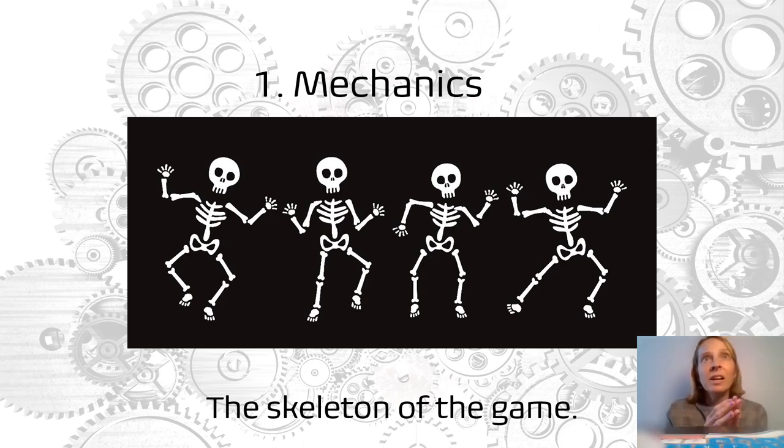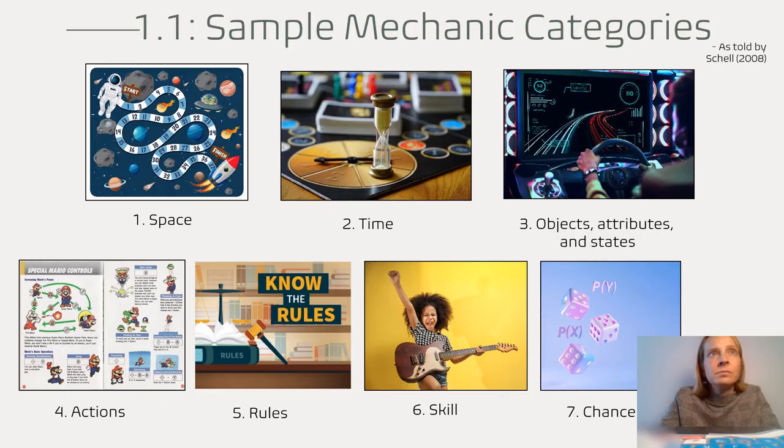Shell is going to provide one classification method that puts mechanics into 7 categories: space, time, object attributes and states, actions, rules, skill, and chance. So hopefully, looking a little deeper at these elements can help you tease out the differences in what mechanics are. Shell's classifications help us break down the different types of mechanics that possibly exist.